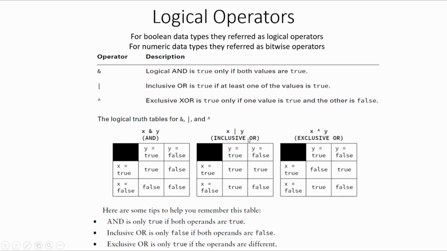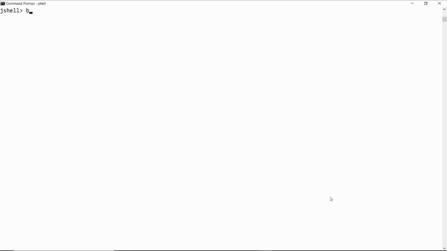For inclusive or, it is only false if both operands are false. Both operands are false, it is false. Either one is true, it gives true. Exclusive or is only true if the operands are different. Both true, false; both false, false. Otherwise, it gives true. Okay, let's see that.